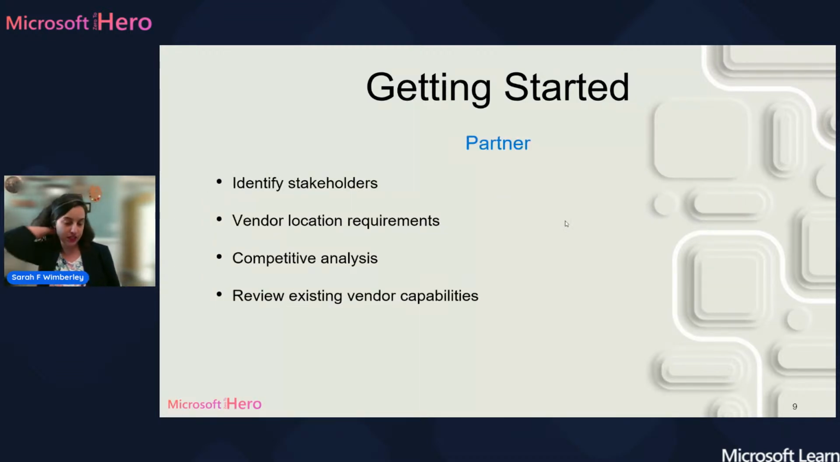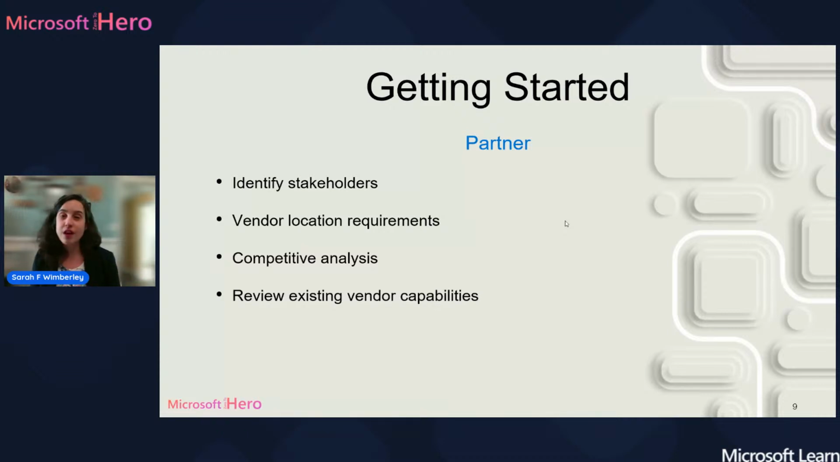In the next phase of the project, we're going to partner. Really, that's identifying stakeholders, which our next slide digs into a little bit more. In this second partner phase, we're also going to confirm if the organization requires vendors to be in the US, the EU, or a particular region. This is a really important requirement to nail down early on.